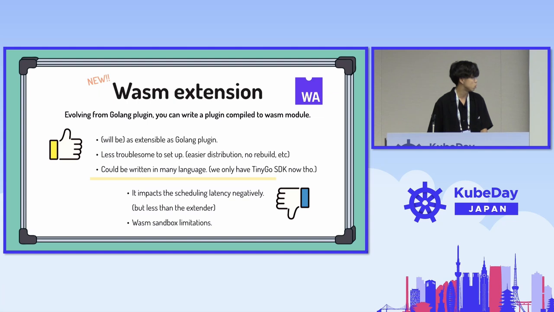Overhead is smaller than the extender, the webhook. So it might be okay for someone, but it might not be okay for other users. And also, overhead has some, you know, limitations that you may not be familiar with.